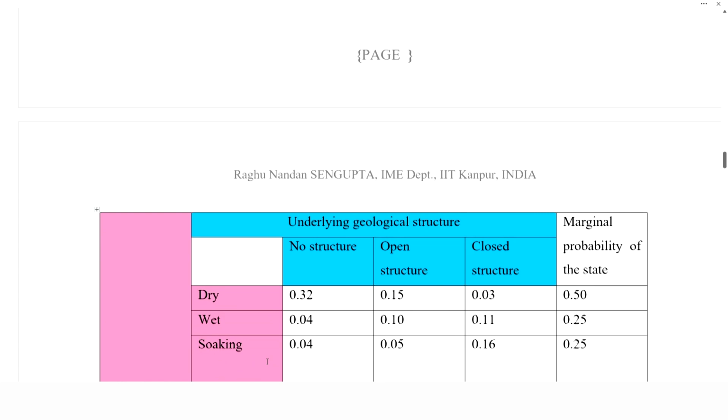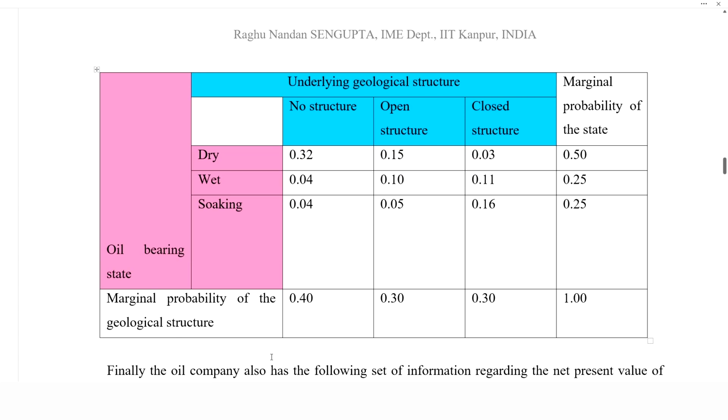And here is the table, and this is interesting. So, if you see, I have made different coloring schemes. The vertical ones, which basically denote the underlying geological structure, which are no structure, open structure, closed structure, are blue in color, and the oil bearing states, which are horizontal and they are dry, wet, soaking, are shown in pink in color.